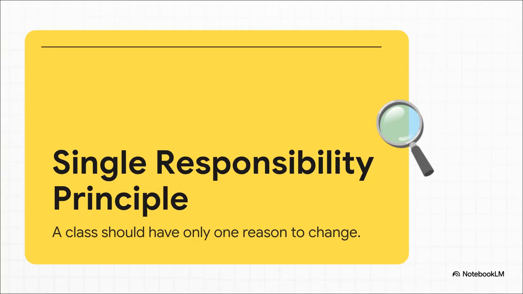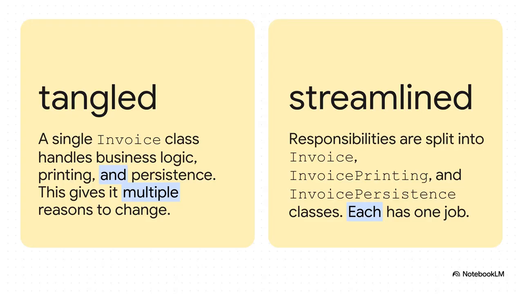The idea here is actually super simple. A class should have one and only one reason to change. Basically, it should do one job. A really great rule of thumb is this. If you find yourself describing what your class does using the word "and", like, oh, it calculates the total and it prints the invoice, then you've probably given it too many jobs. It's a dead giveaway.